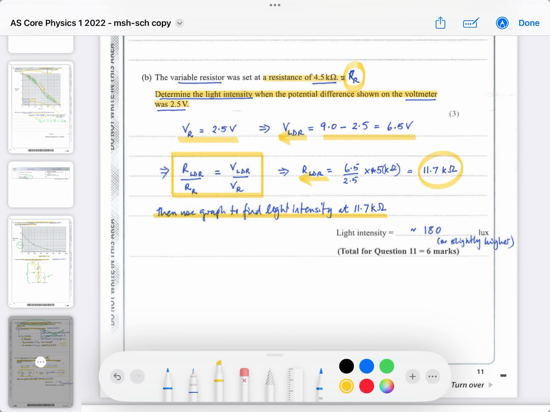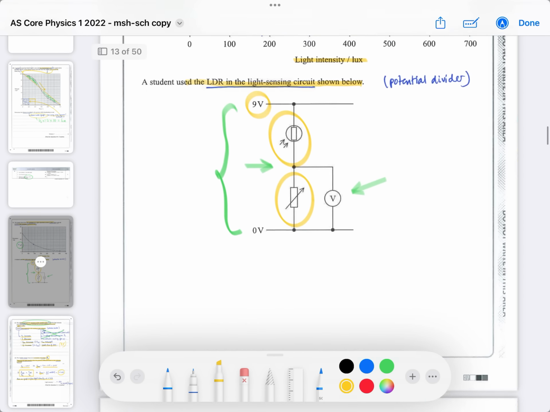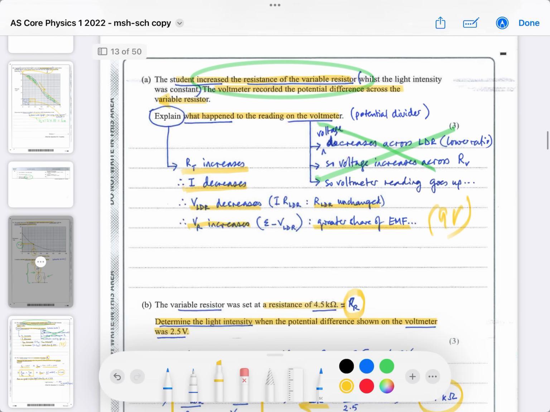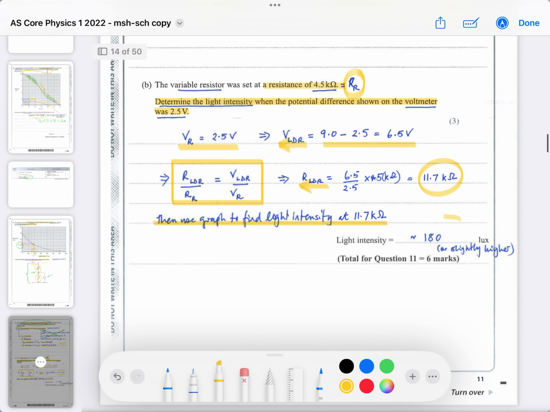So go back to the graph. 11.7 kilo ohms is about there. So draw a line from 11.7 kilo ohms, then go down. Work out the light intensity. It's around 180. And there you go, Bob's your uncle, as they say. So it could be slightly higher, but I think that's good enough for this question, and you'll get the marks.